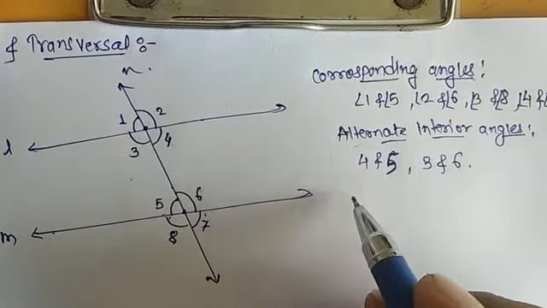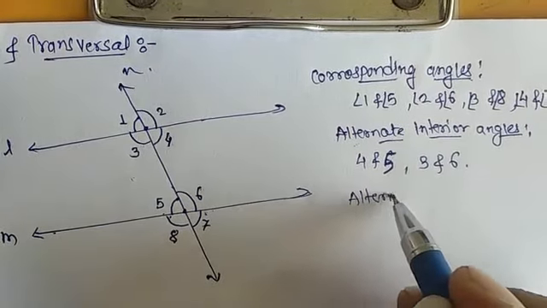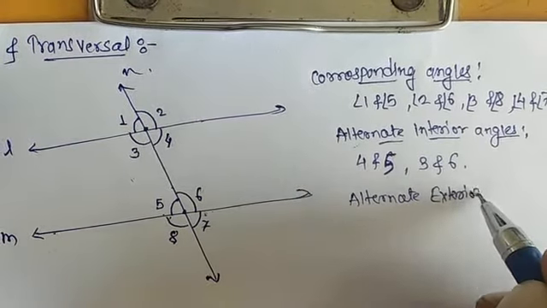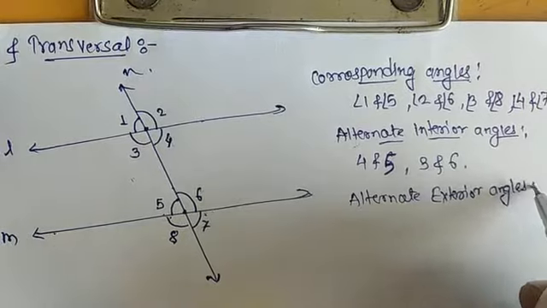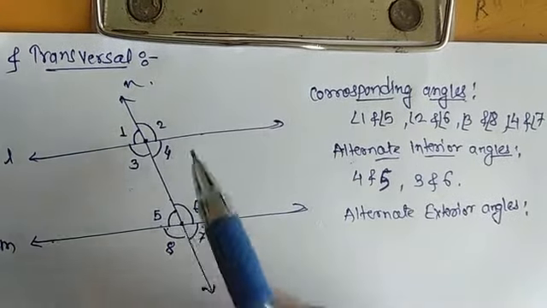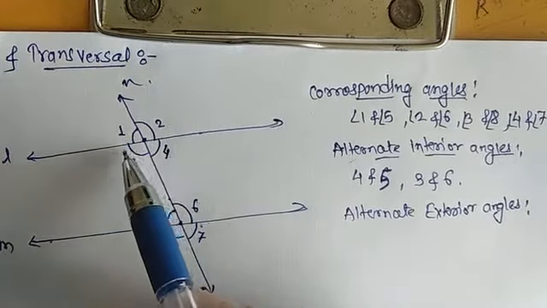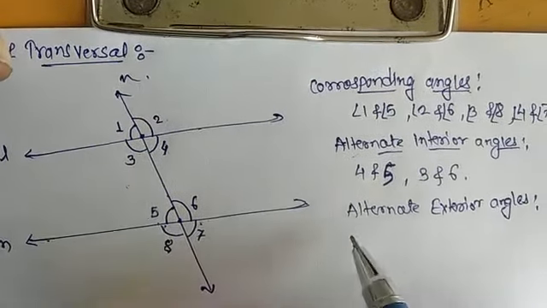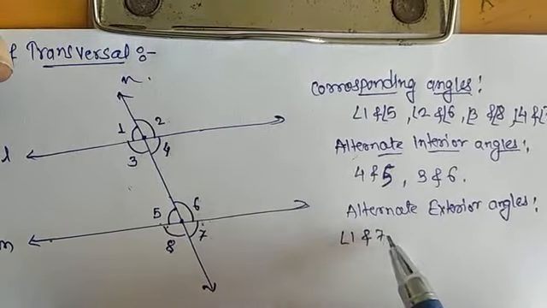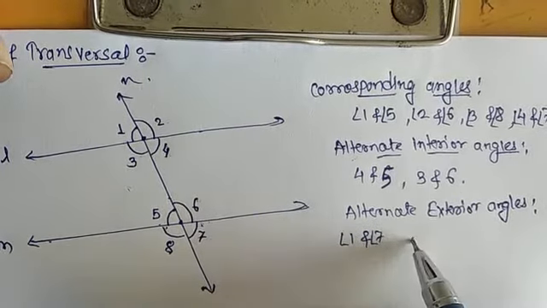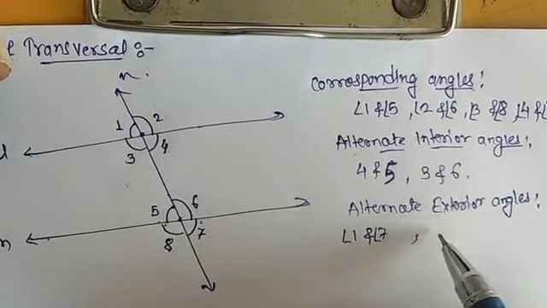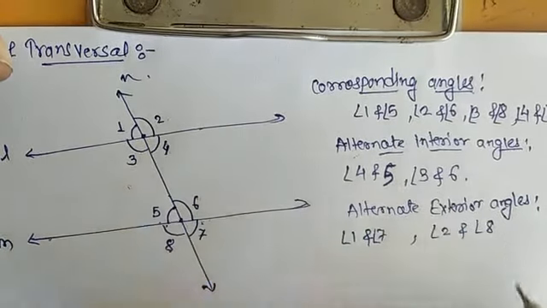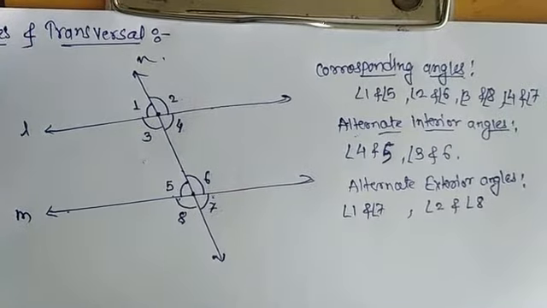Now alternate exterior angles, that means angles which should be outside of the parallel lines. So here the exterior angles are 1, 2 and 8, 7. Angle 1 is the alternate angle of 7, so angles 1 and 7 are alternate exterior angles. Next, angle 2 and angle 8 are alternate exterior angles.